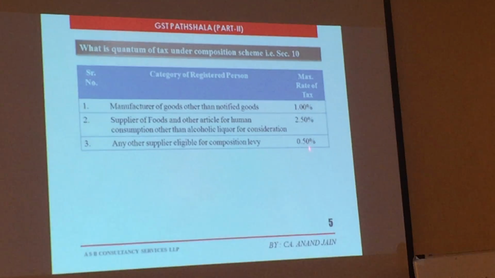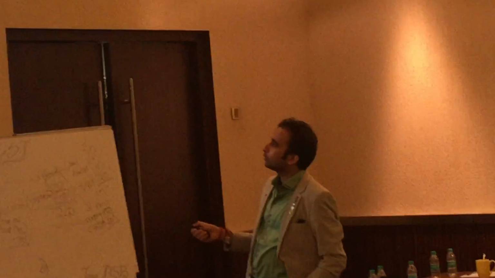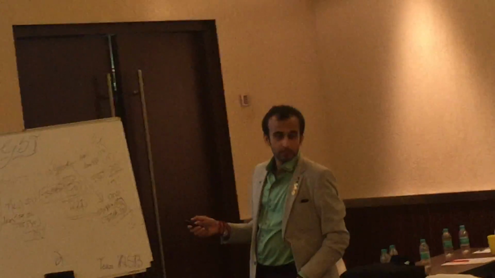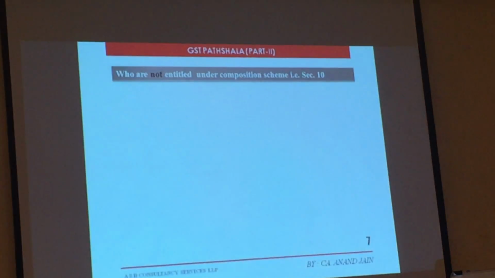So this is the rate they have specified, and that rate is again going to be clubbed. This is only the CGST rate, and then you have to double it up, plus SGST. Then it becomes 2.5%, 1%. This is the definition of this composition scheme. Okay, what kind of turnover is going to be covered?